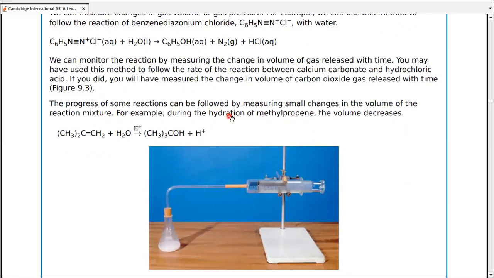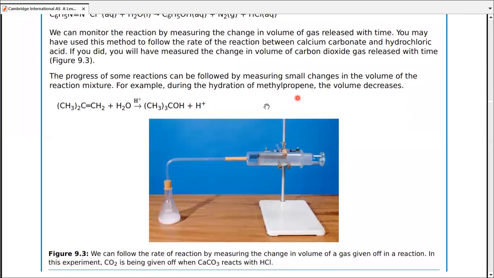The progress of some reactions can be followed by measuring small changes in the volume of reaction mixture. For example, hydration of methyl propene, the volume decreases. Now this is methyl propene. We add water in the presence of a little amount of acid. This is also known as acidic. Actually, this is hydration, not hydrolysis. So what happens is that it produces an alcohol and it gives away the H positive ions.